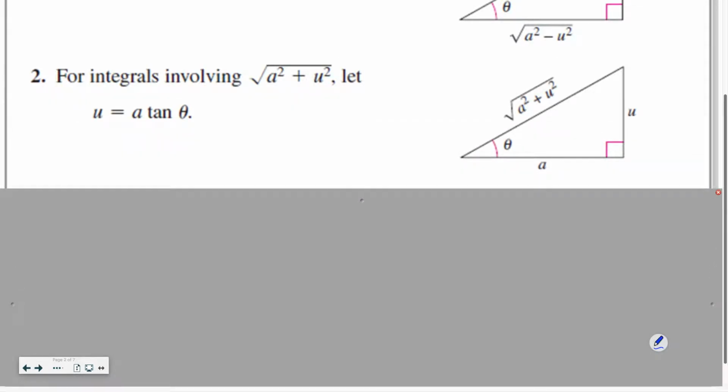If you have the square root of a squared plus u squared, we can let u equal a tangent theta, and then we set up our nice trigonometric identity with the 1 plus tangent squared underneath the radical.